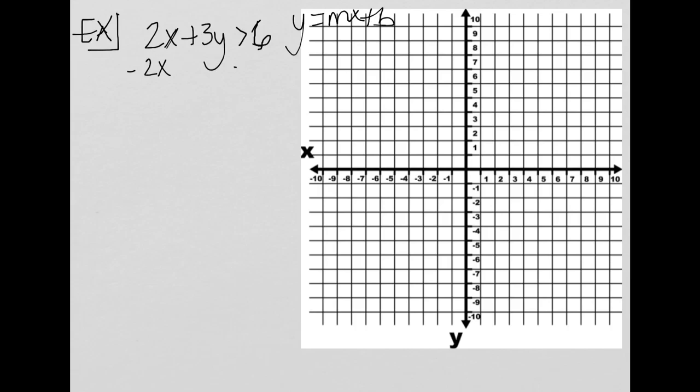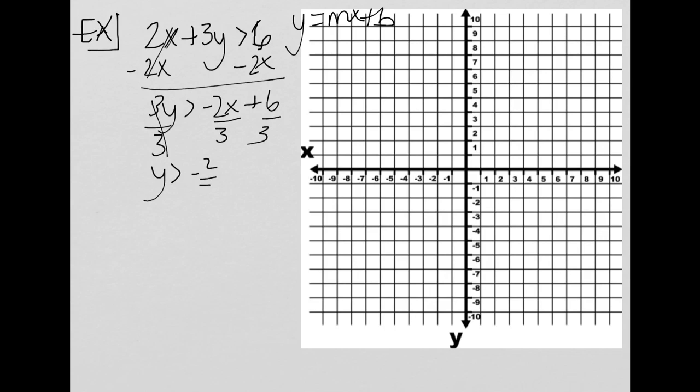So same idea we've been practicing, minus 2x on both sides. 3y is greater than -2x plus 6, divide by 3. y is greater than -2/3 x plus 2. So now this is your equation you're looking at. Here's my inequality sign that's important. So your slope is -2/3, your y-intercept is 2.